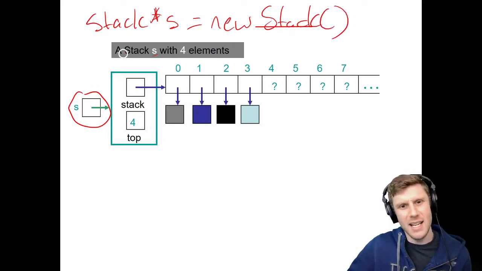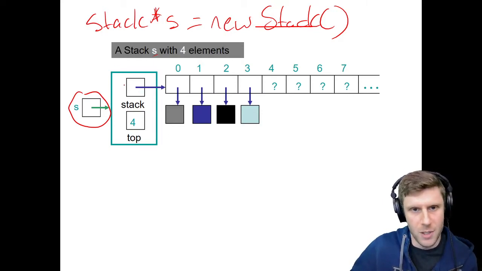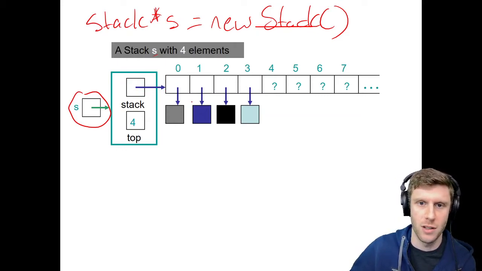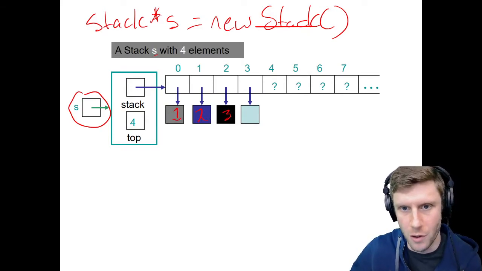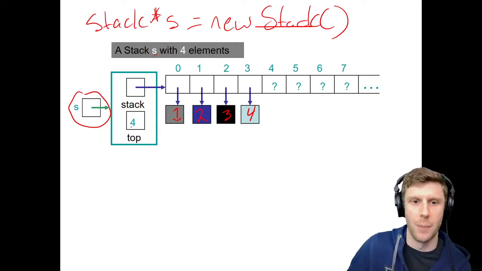But then the idea is, okay, within this object we have something called the stack, which is going to be a pointer to an array that's going to be full of pointers to things, which in our case are going to be numbers like 1, 2, 3, 4, for example. And we're going to have to know the top. Where's the top of the stack? Well, the top is going to be here.